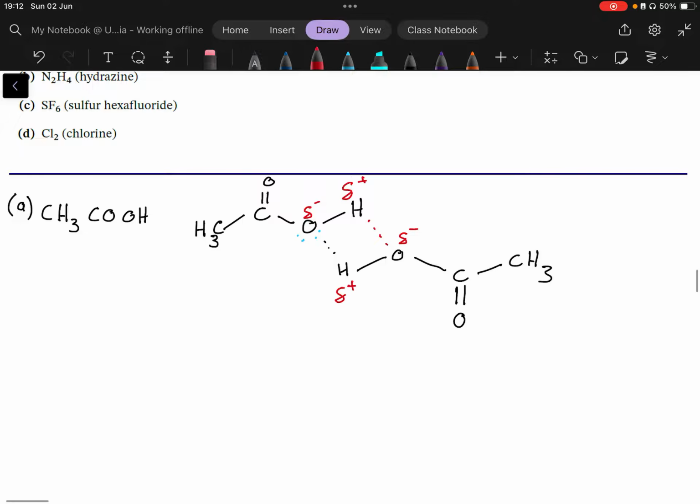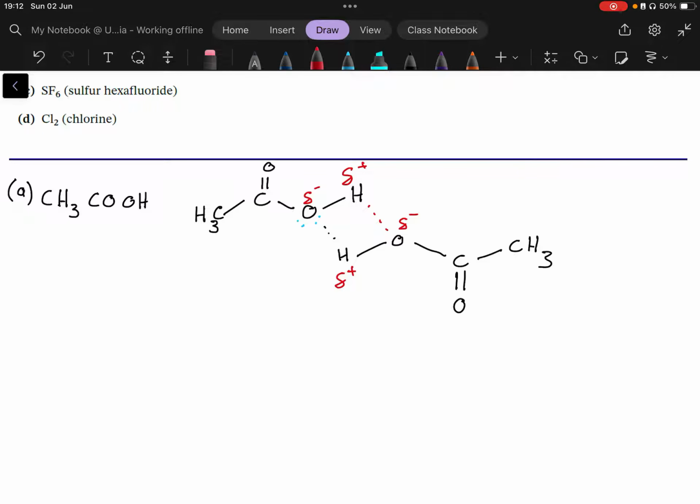So that's the first thing that we were looking for, because if you see an OH or an NH or an FH, your question is: is there a possibility of hydrogen bonding? So yes, in this case, there's definitely hydrogen bonding. That's the first part.